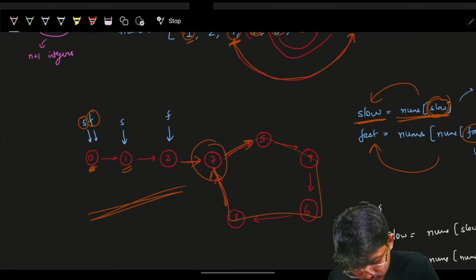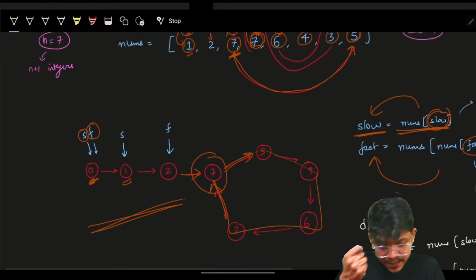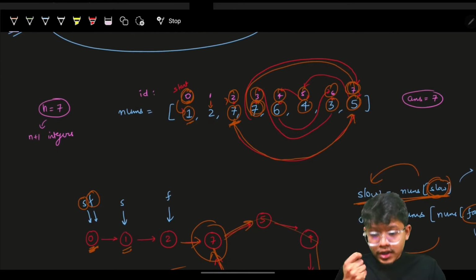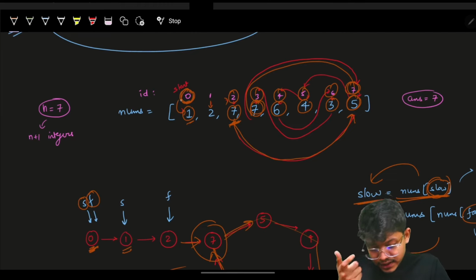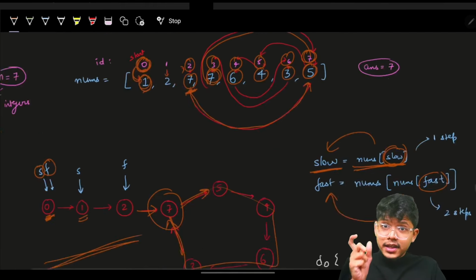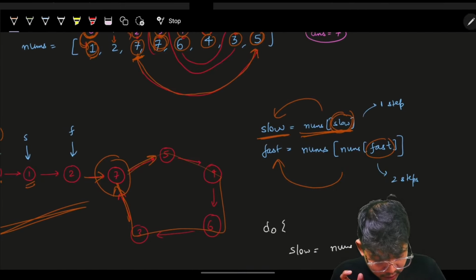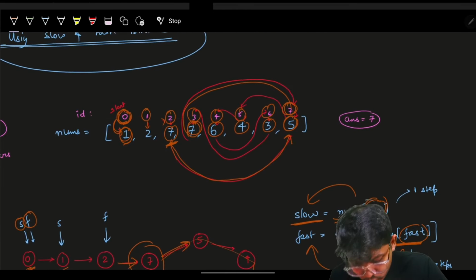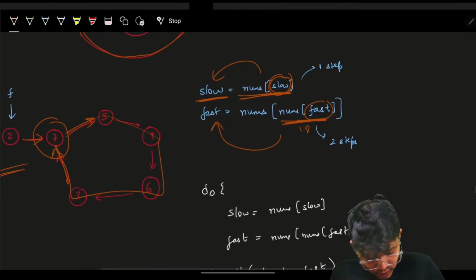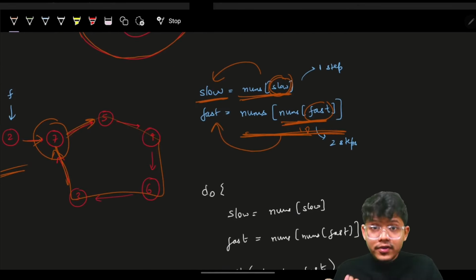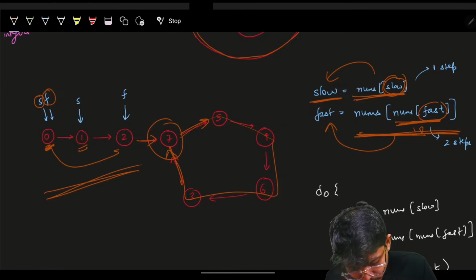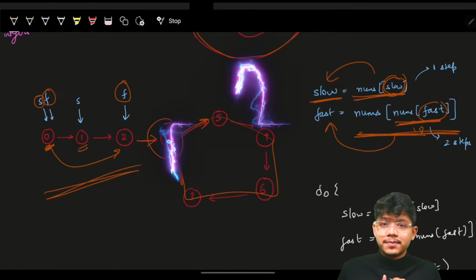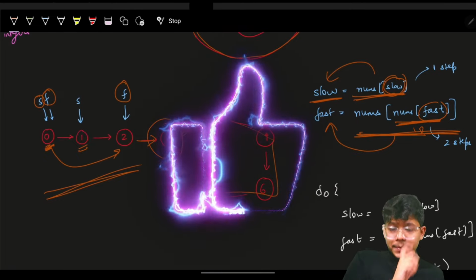My fast was also 0 in the beginning, but fast will move 2 steps. So fast was 0. Then it will go on to 1, which means nums of fast is 1. Then again it will go on to this value and again find the nums of that. It's a 2. So nums of that value is 2. That's the reason it can move to 2. That's how my fast moves. Fast will move 2 steps.